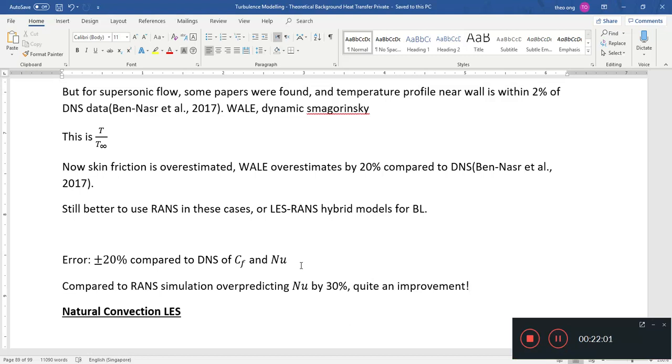Okay, but this is for forced convection. This is for forced convection.